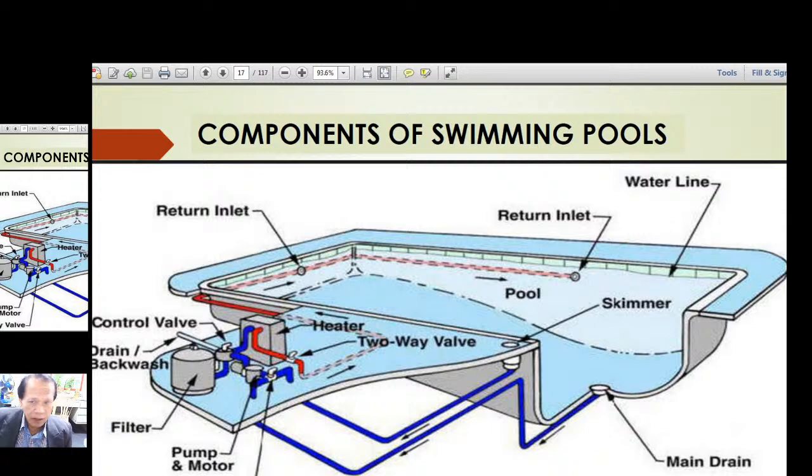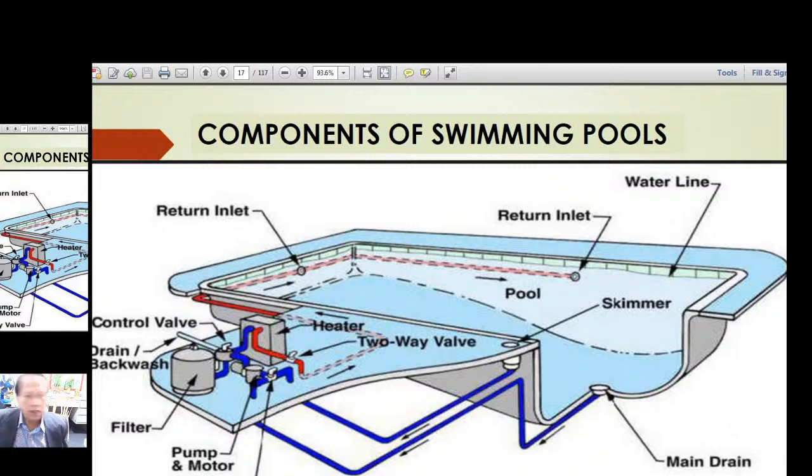And here is also the skimmer, so the excess water goes to here. And then here we have the two-way valve and the heater. This box is inclusive. And then of course here we have a three-way valve. Here the three-way valve, the pump, which is motor driven, the circulating pump or filtering pump, and the filter here. Then what else? The backwash, drain backwash here, and the control valve here, and the return inlet here.